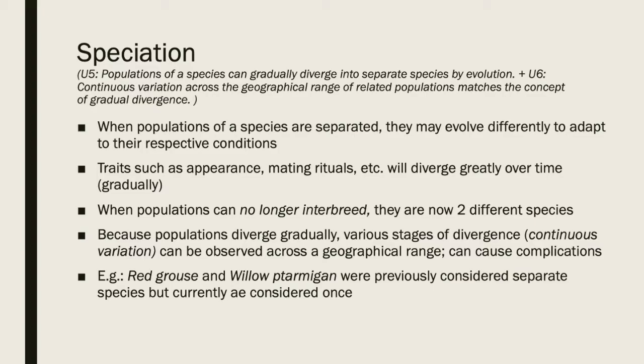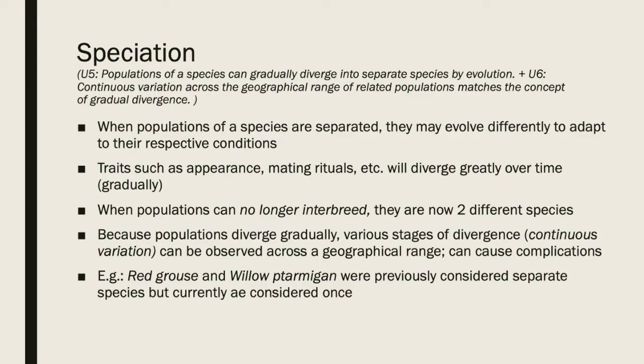Eventually, the populations become so different that they can no longer be considered the same species. The main thing which scientists use to determine that they are now two different species is that they can no longer interbreed. If they can no longer breed to produce fertile offspring, they have speciated into different species. Because this process happens very gradually, various stages of divergence, i.e. continuous variation, can be observed across a geographical range at any moment.